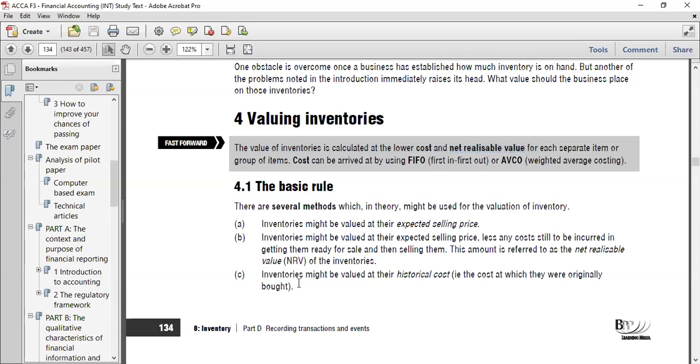Now inventory can also be valued at its cost, the historical cost, the cost at which we originally bought it. But for matters of the standard, in inventory valuation we usually compare these two things: the inventory's net realizable value and the inventory's cost.